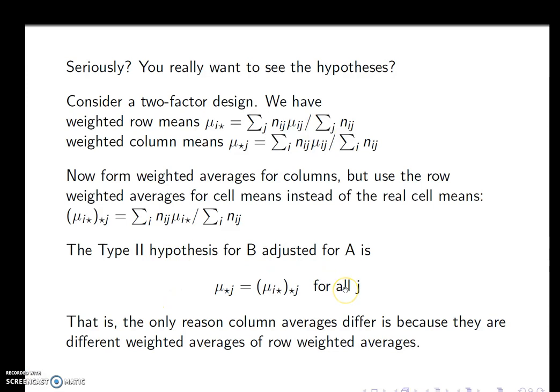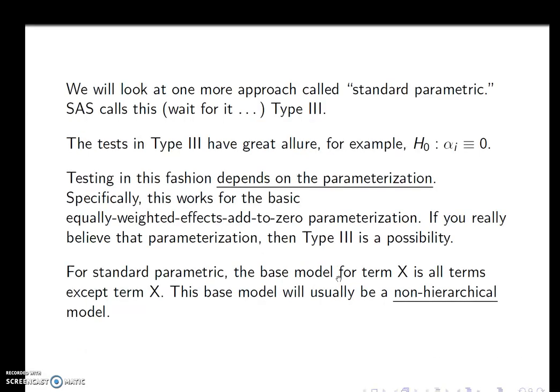So what this type 2 hypothesis for B is actually testing is whether or not, is asking, is the reason column averages differ is because they are different weighted averages of the row weighted averages. Yes, that's correct. So see how it's a little bit more complex now when we start considering these everything but type 2 type tests.